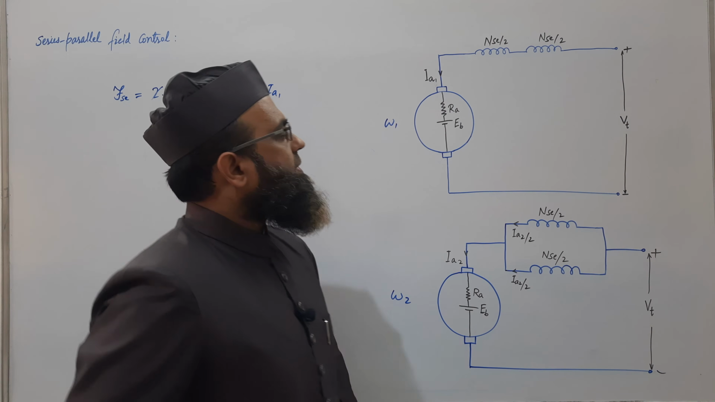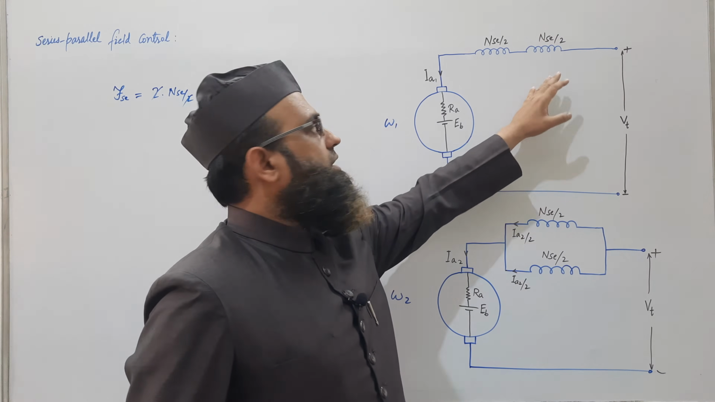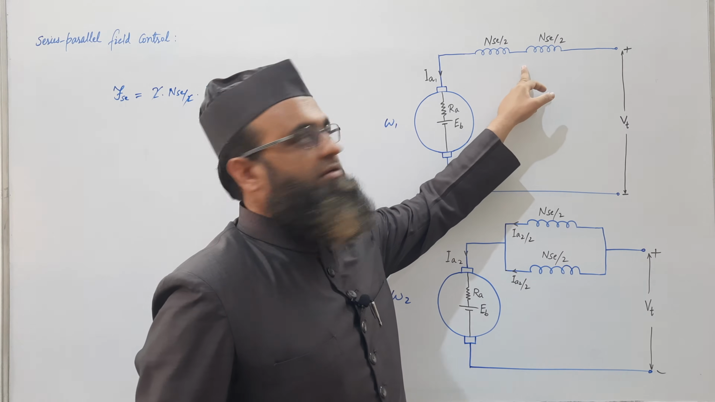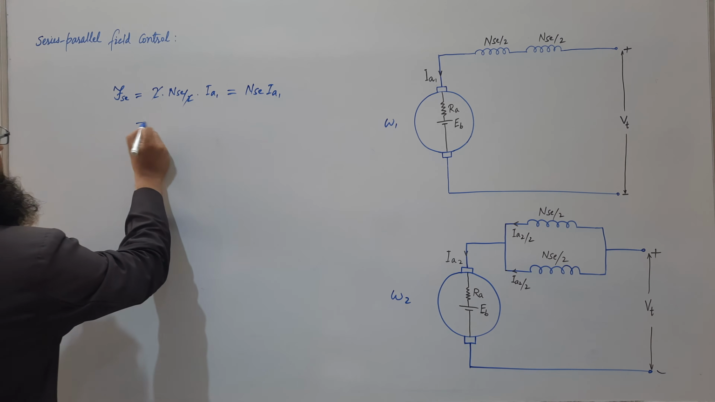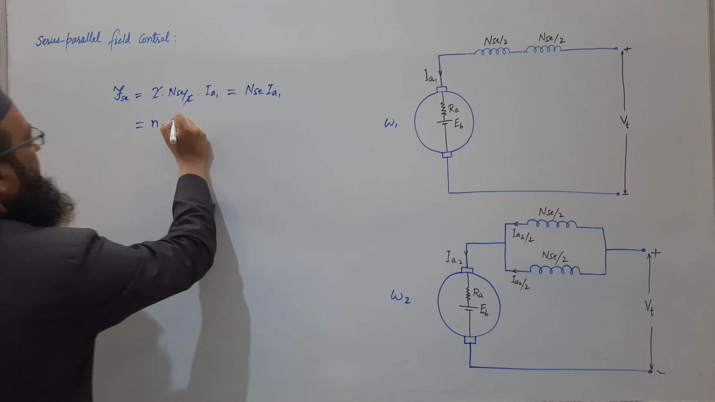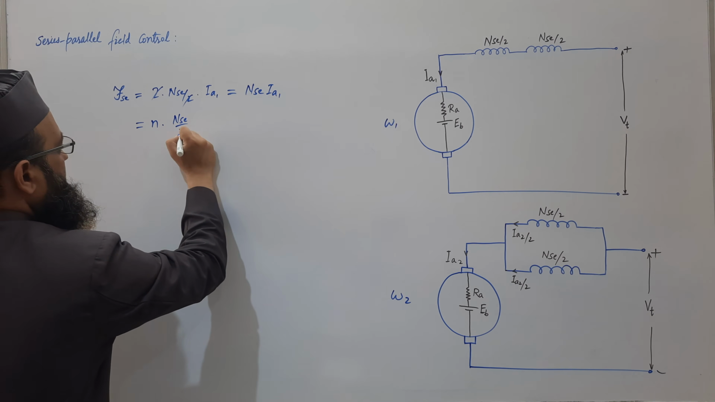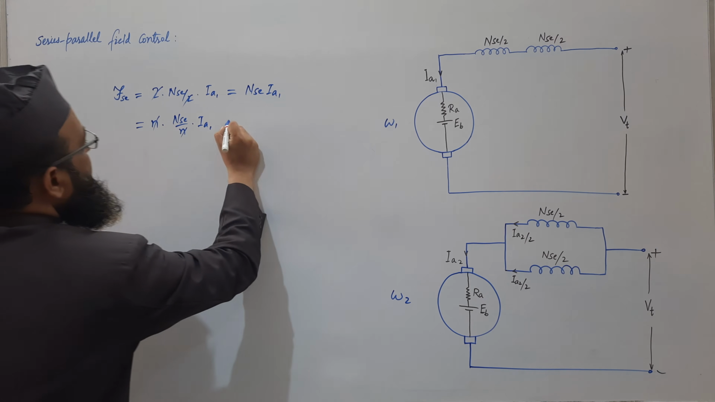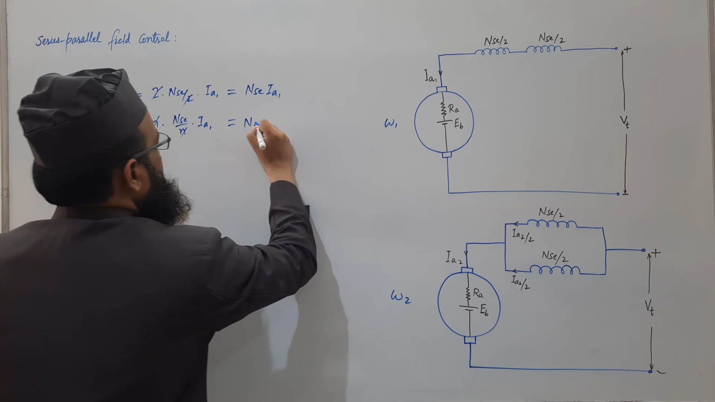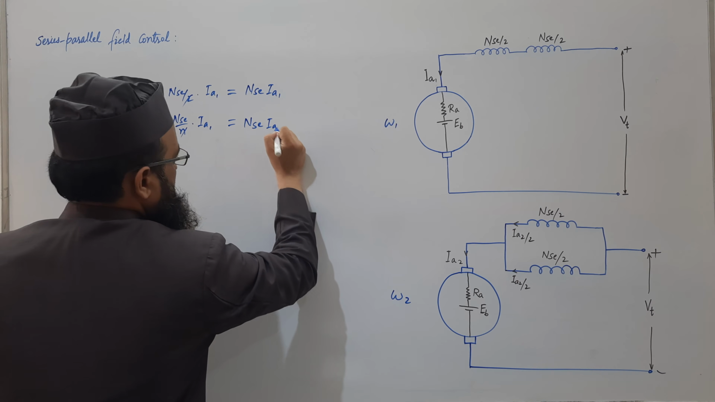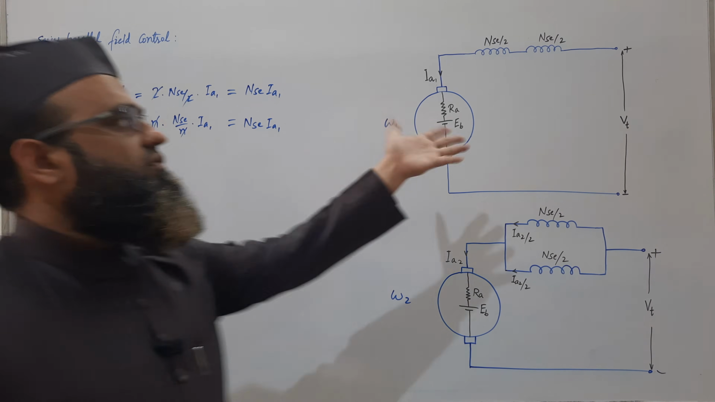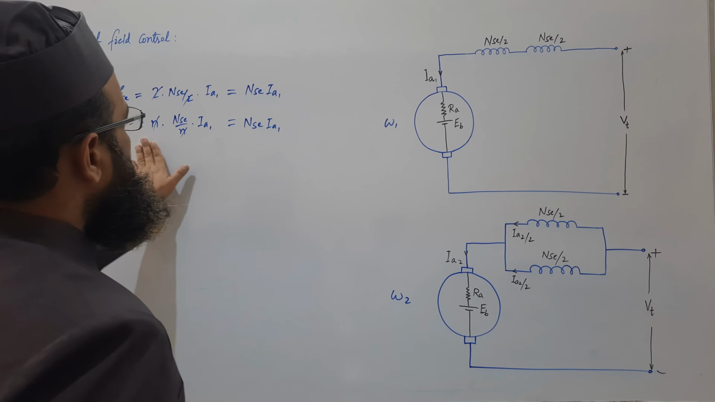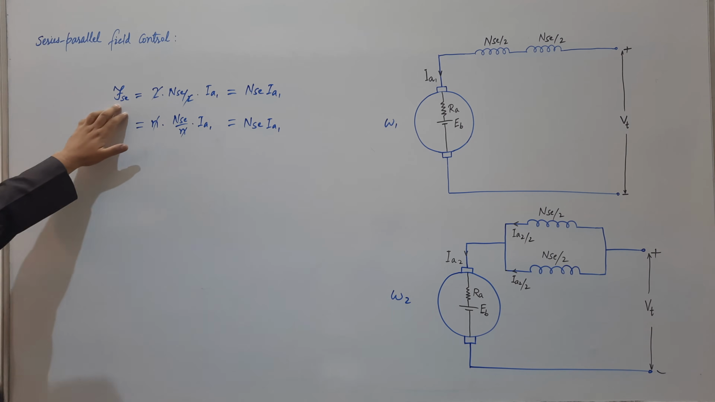If we have n equally divided series field winding turns, then the same may be written as n times NSE by n times IA. So again it will be the same as in the case of two equal halves, whether it is divided into 3 equal parts, 4 equal parts or n equal number of turns, we will get the same series field MMF.